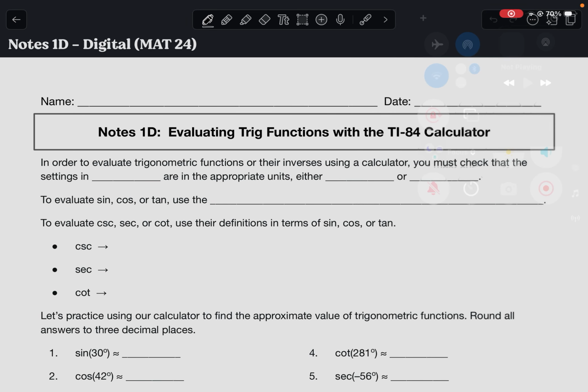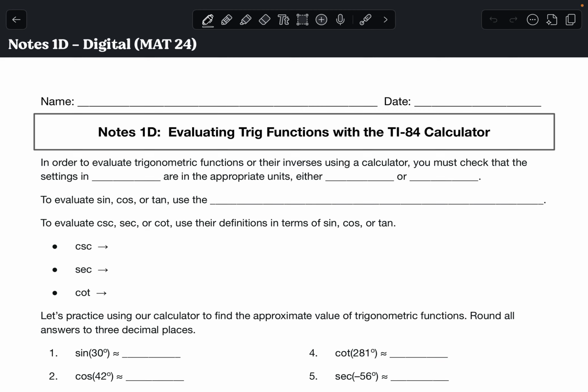So today we're going to talk about evaluating trig functions using your calculator. We've spent about a week and a half on unit circle. We're going to continue practicing with the unit circle, but we know that the unit circle doesn't give us values for every point. So we need a calculator to supplement.